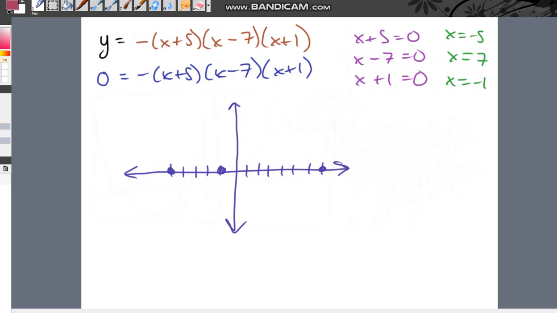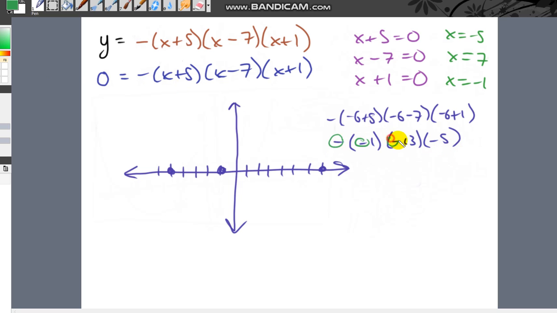Okay, so what we want to do is just look at our original function, and we need to plug in values. So what I see is, we have to choose a value that is less than -5, so we can try -6. So we have -6 plus 5 times -6 minus 7 times -6 plus 1. So this is going to be a negative times -1 times -13 times -5. We have four negatives here. Four negatives, they all cancel out and become positive. This interval is greater than 0.